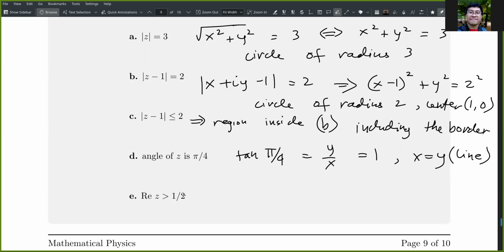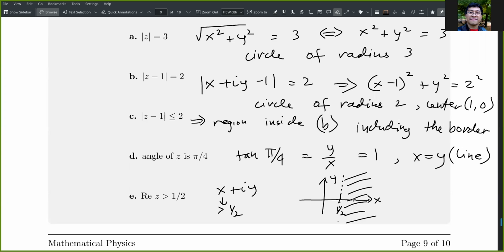How about the real part of z? So for the real part of z greater than 1 half, it means that you have x plus iy with x always greater than 1 half. So if we create a plot xy, this is say 1 half, then that would be a plane greater than, so all of these points here would be our points with the real part of z greater than 1 half.